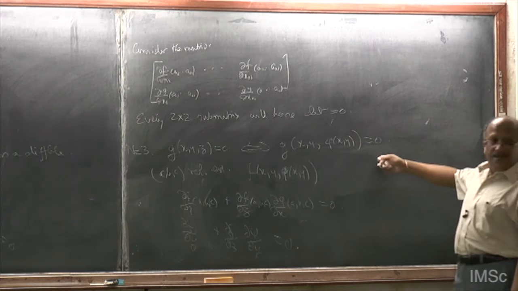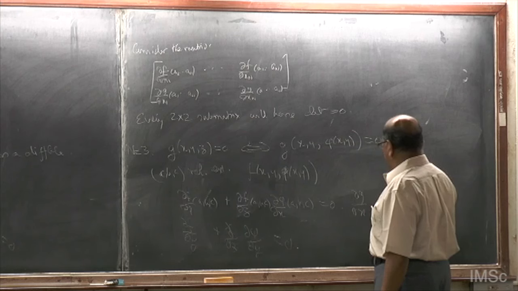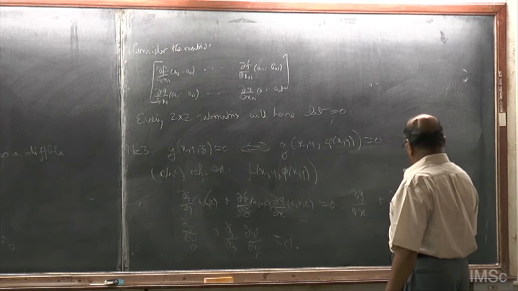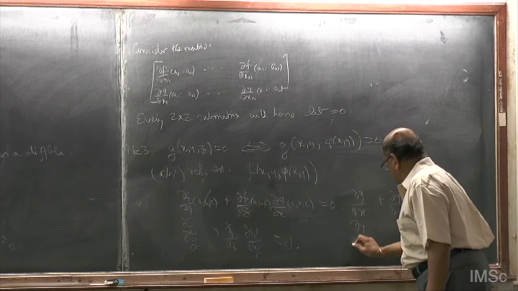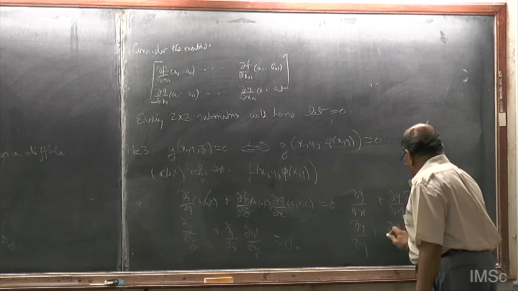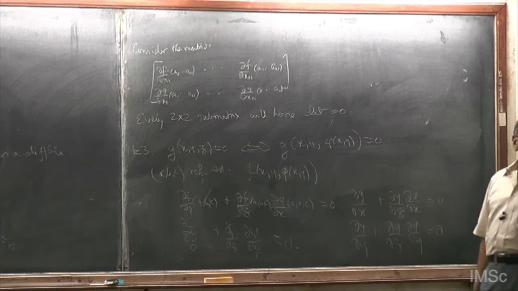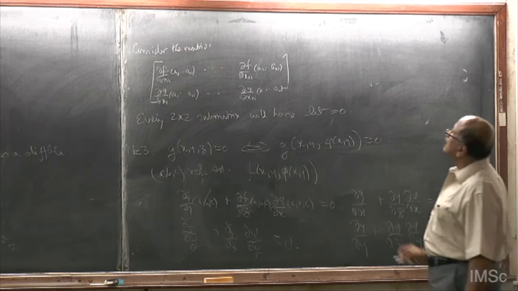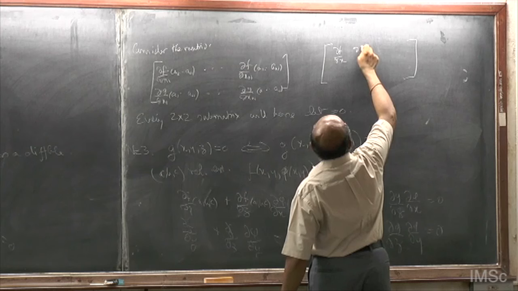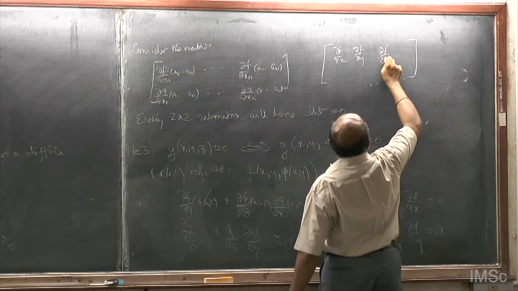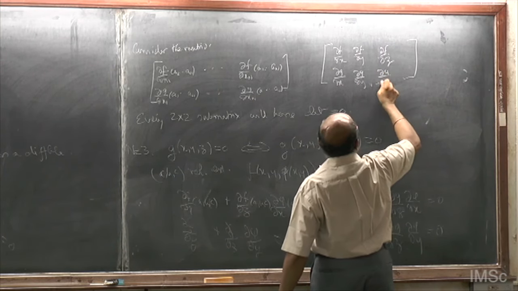Then you differentiate this equation with respect to x and y again. So, you get dg by dx plus dg by dz d phi by dx equal to 0. Similarly, dg by dy plus dg by dz d phi by dy equal to 0. So, you now look at this matrix: df by dx, df by dy, df by dz, dg by dx, dg by dy, dg by dz.